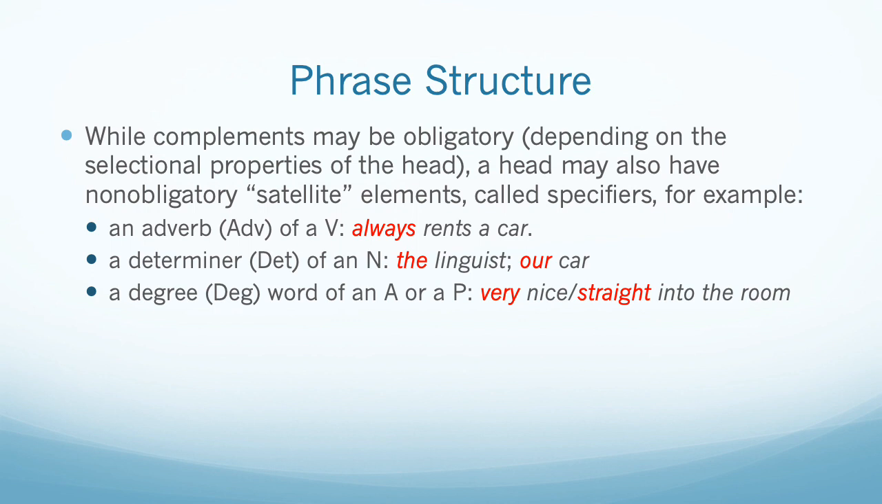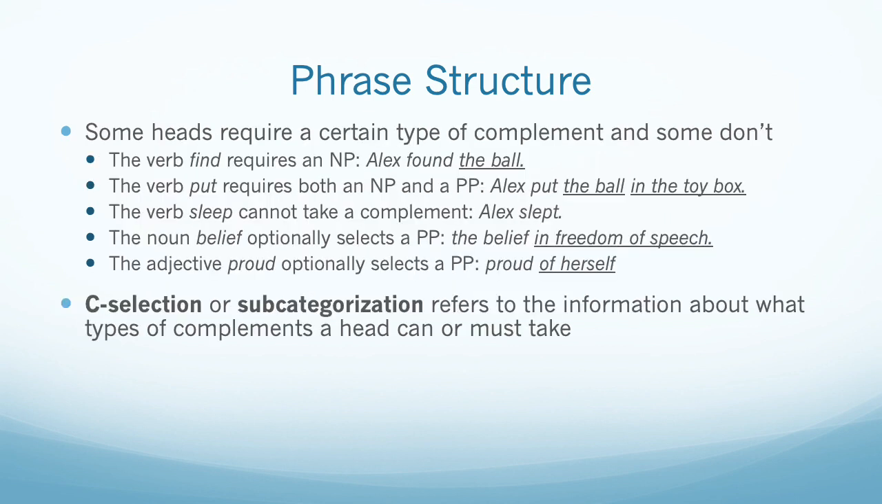Also, things like degree words, there aren't very many of these, but they appear sometimes before adjectives or prepositions, as in the example, very nice, or straight into the room. Those words very and straight in those two examples are specifiers as well. They are optional, grammatically speaking. Now, complements are sometimes required and sometimes not. It really depends on what the head of the phrase is.